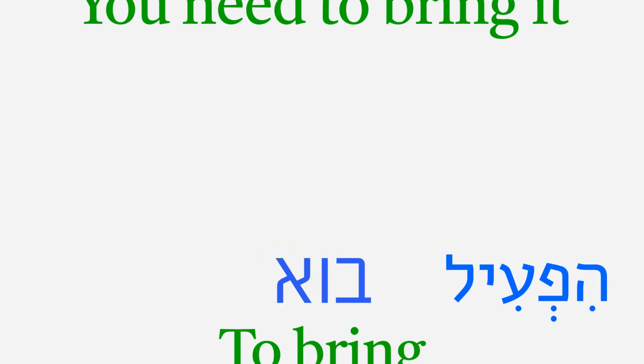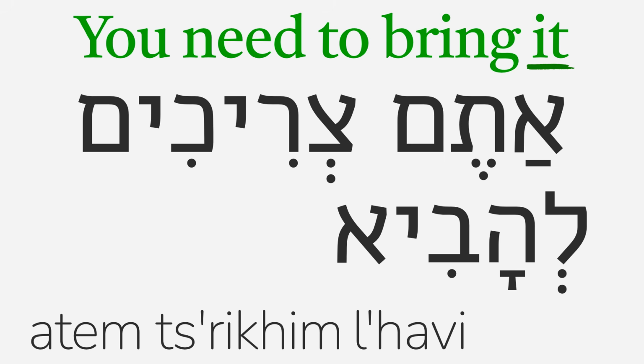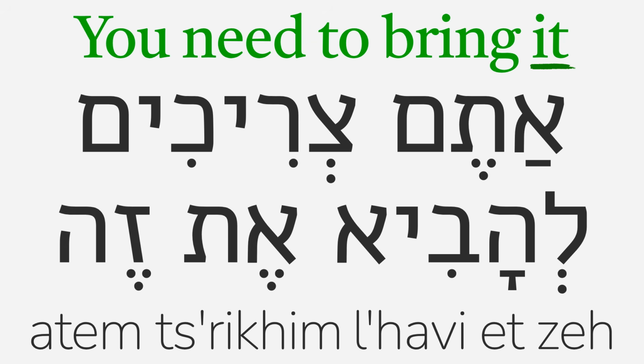Let's say you need to bring it, talking to a group of men. You need, in masculine plural form, is atem tzarichim. To bring is lahavi, and it, as the definite direct object of the verb, is et ze. Atem tzarichim lahavi et ze. You need to bring it.